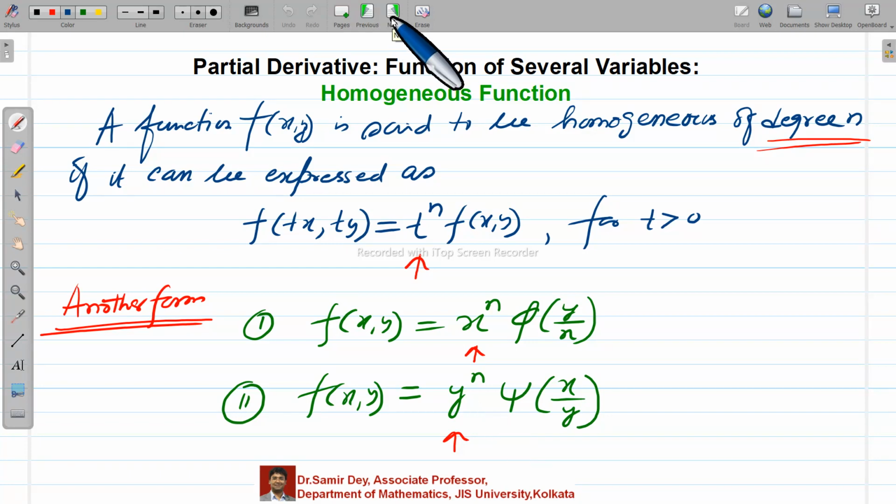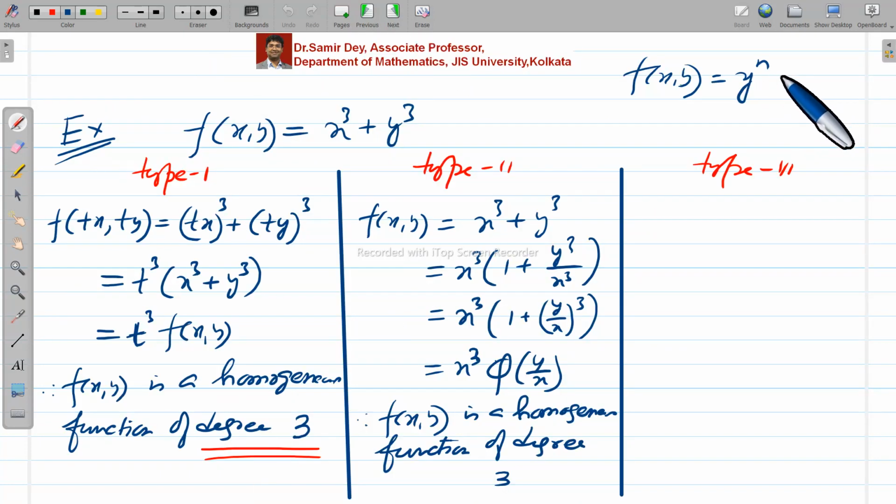Yes, y to the power n psi of x by y. Okay, so you need to express like this. So now write down f of xy. So basically there are two terms you have. There may be a chance to see more than one, two terms, three terms, four terms.